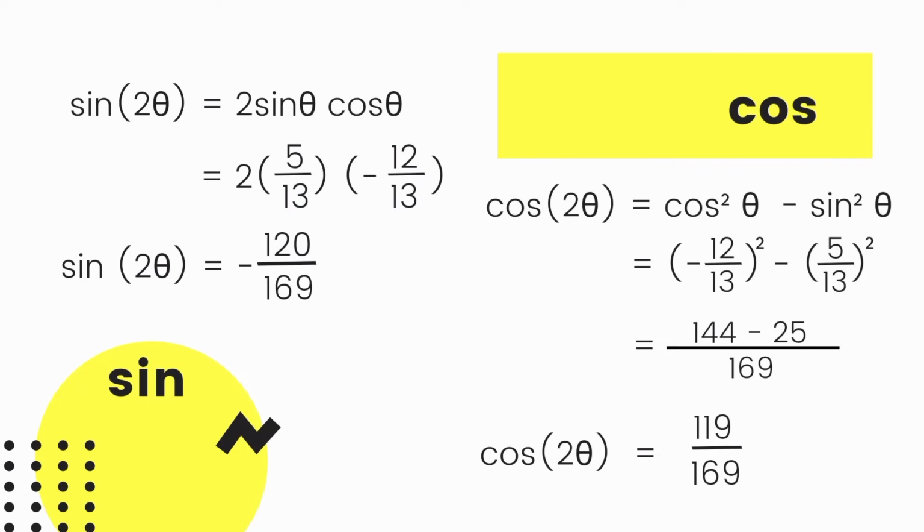As for our cosine, the formula is cosine squared theta minus sine squared theta. So that's equal to negative 12 over 13 squared minus 5 over 13 squared. That's equal to 144 minus 25 over 169. So our cosine 2 theta is equal to 119 over 169.